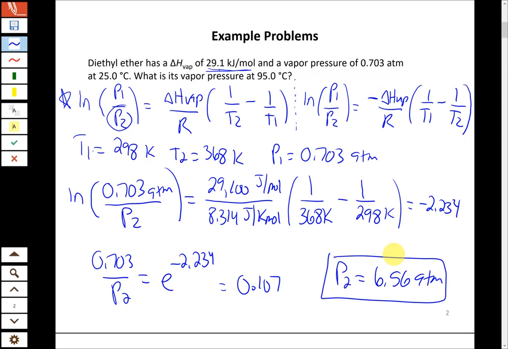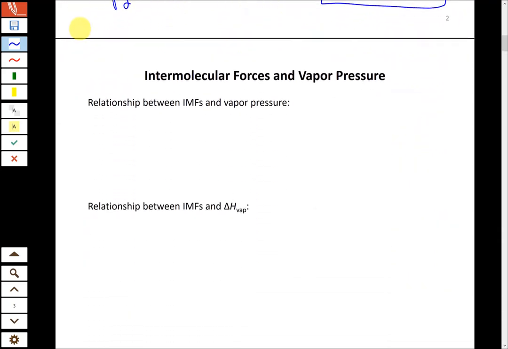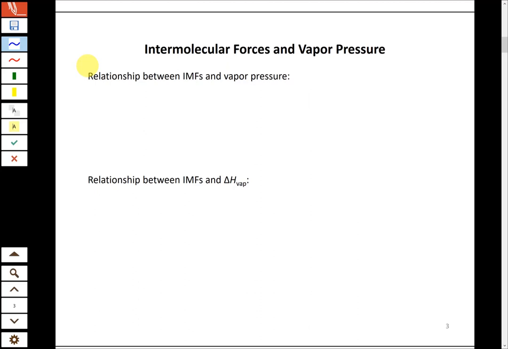All right, so what we're going to get into for most of today is phase changes, but before we talk about that, there's just one last summary slide about how intermolecular forces and vapor pressure relate to each other.